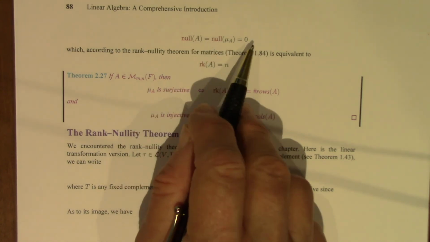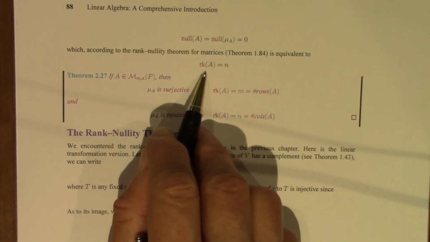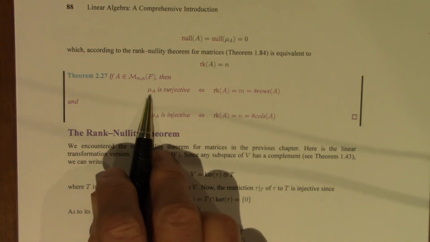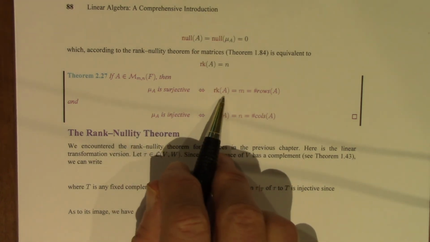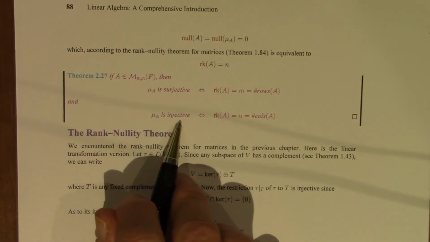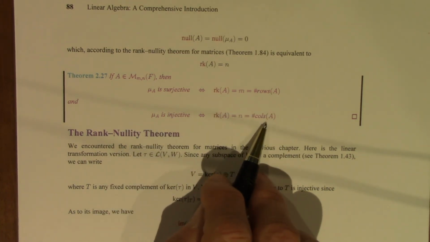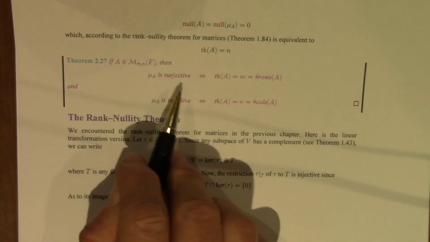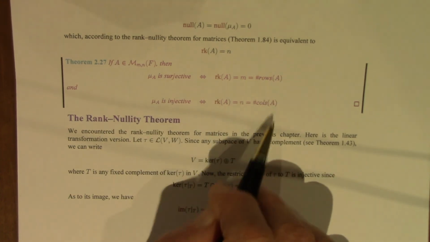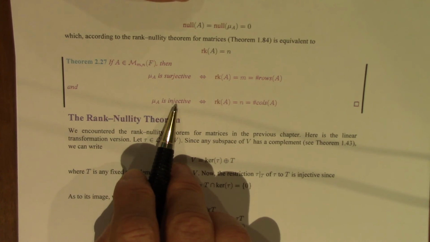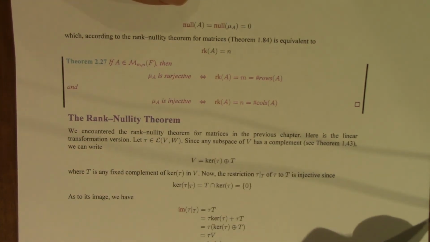saying that the nullity of a matrix is 0 is the same as saying the rank is equal to the number of columns. So here's the summary. Mu A is surjective if and only if the rank of A is the number of rows. Mu A is injective if and only if the rank of A is the number of columns. So for a square matrix, same number of rows and columns, you can see immediately that mu A is surjective if and only if it's injective. Okay. And we'll come back to that in a minute.